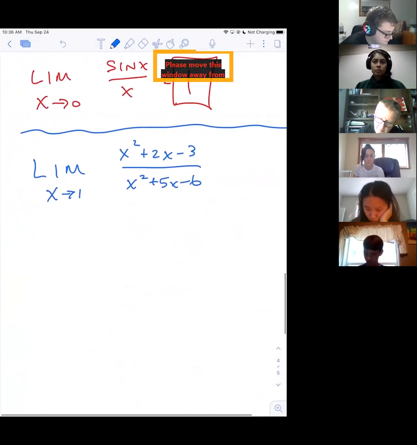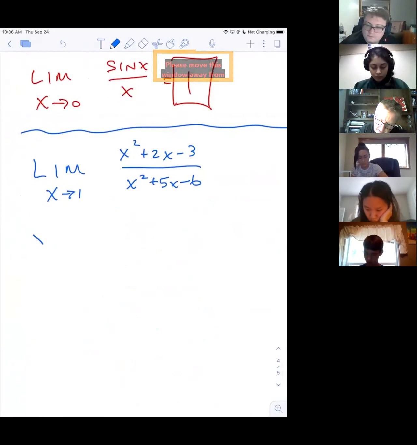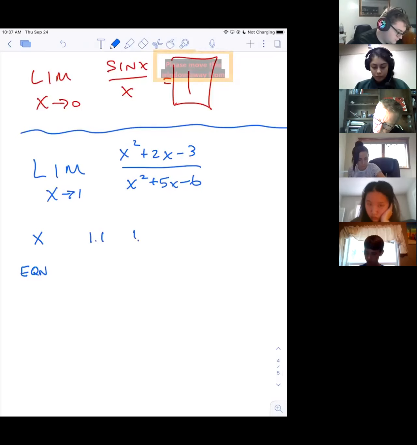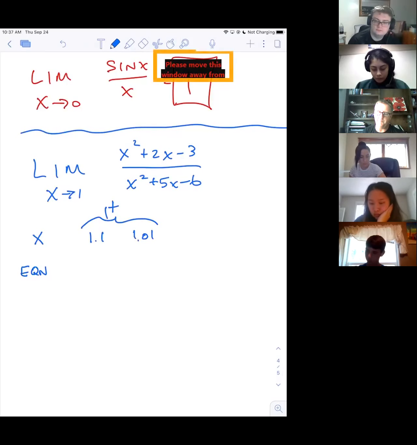So again, let's do the same thing. Let's say there's our x, and this time instead of calling it a slope, I'm just going to say it's an equation. And so first let's pick stuff on the high side of 1, like 1.1 and 1.01. And again, I'm going to remind you that that's like 1 plus. That's the high side of 1. So let's pretend we can't factor, and plug this mess in.